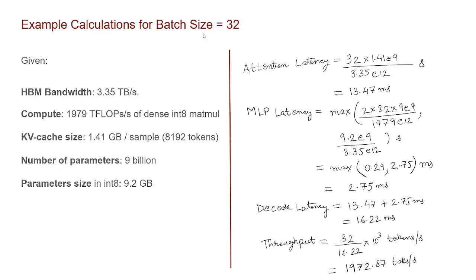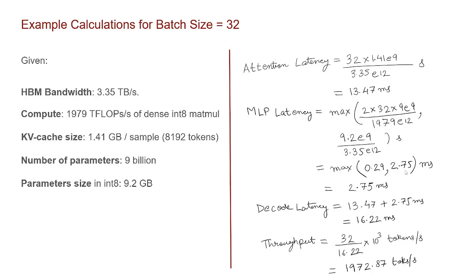I just wanted to show a sample calculation for a batch size of 32. So we derive the attention latency assuming that it's memory bound. This is the cache size for a single sample multiplied by the batch size. This is the memory bandwidth, and we get this number. For the MLP latency, this is assuming it's compute bound, and this value is assuming it's memory bound. So it's 9.2 GB divided by the bandwidth, and this is how many flops you would have to do divided by the peak throughput of the tensor core.